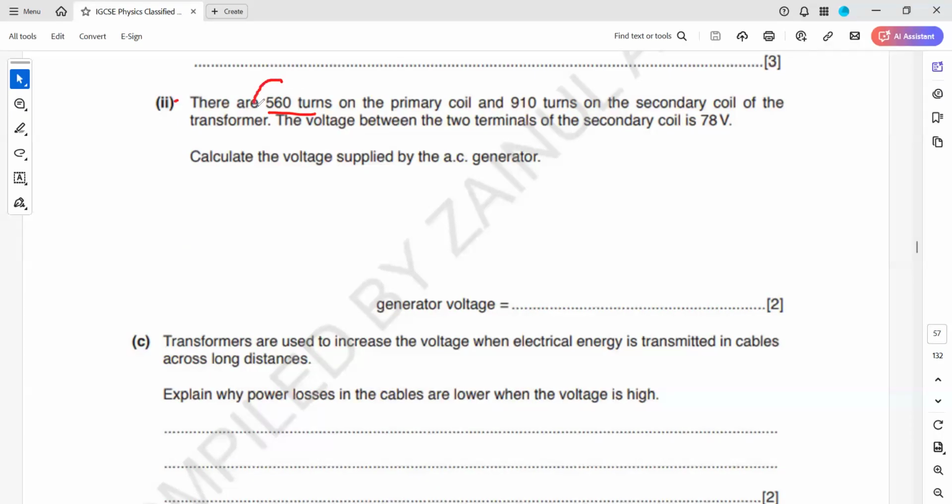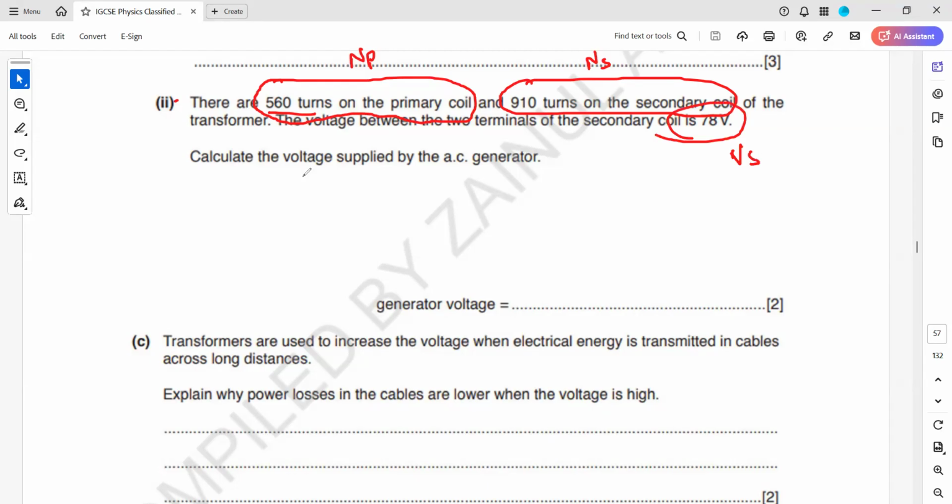So there are 560 turns in the primary. This is NP. There are 900 turns in the secondary. So this is NS. The voltage between the terminals of the secondary is 78. So this is VS. We need to calculate the voltage supplied by the AC generator. We need the input here.